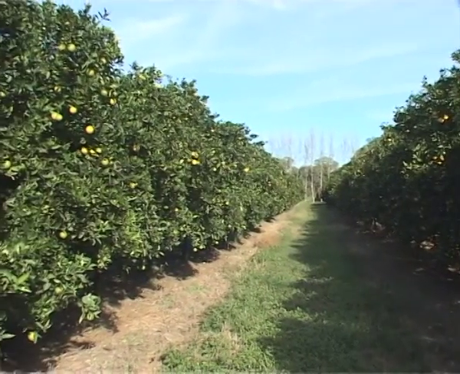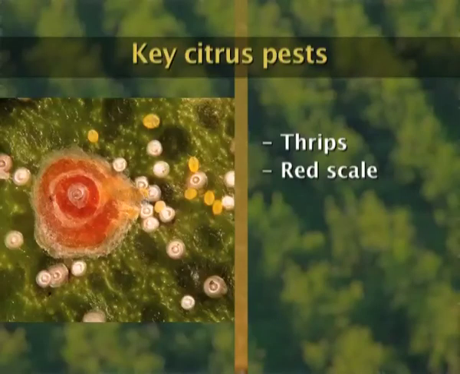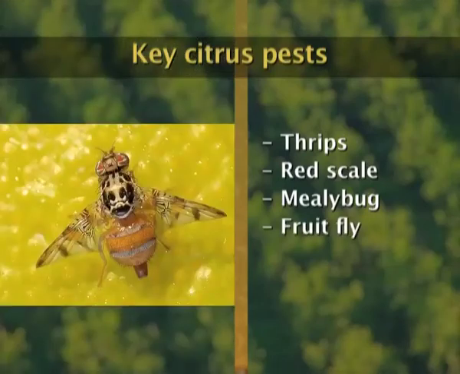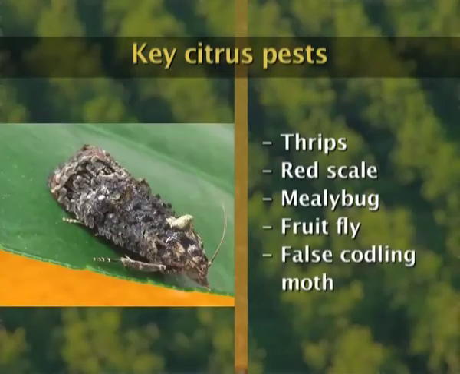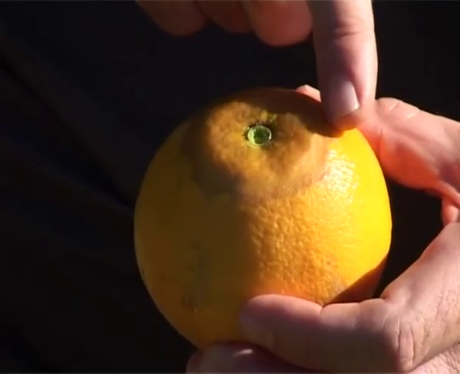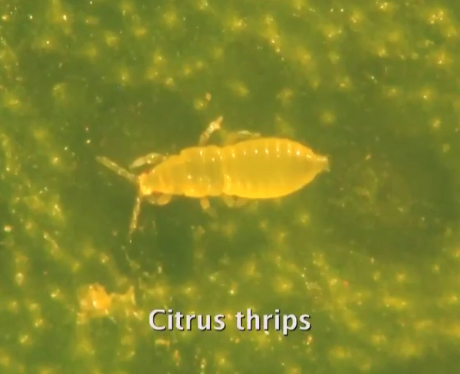These would be pests such as citrus thrips, California red scale, mealybug, fruit fly, and false codling moth. These pests can fall into a number of different categories. The first is cosmetic pests, and these are pests which cause no harm to the actual quality of the fruit, but they blemish the fruit and make the fruit less marketable. An example of a cosmetic pest would be citrus thrips.